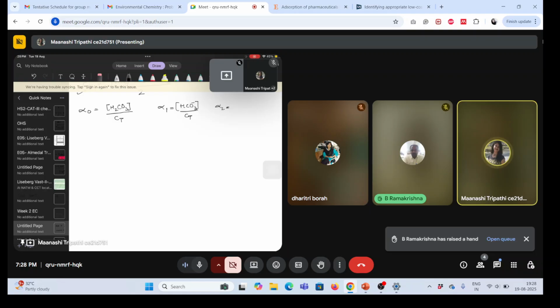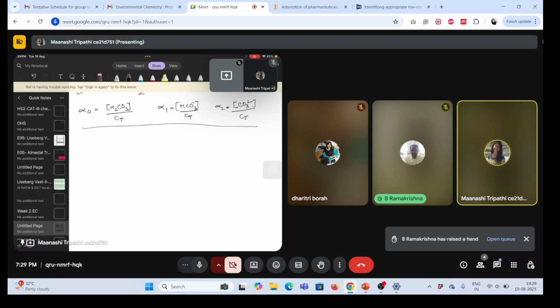And what is alpha 2? CO3 2 minus divided by Ct. Okay, so these are the expressions for alpha 1, the ionization fraction. Basically, Sir has taught many ionization fractions of diprotic acid, triprotic acid, or you can go for a quaternary acid also. But for water concept, only these three are important. You don't have to go into depth.